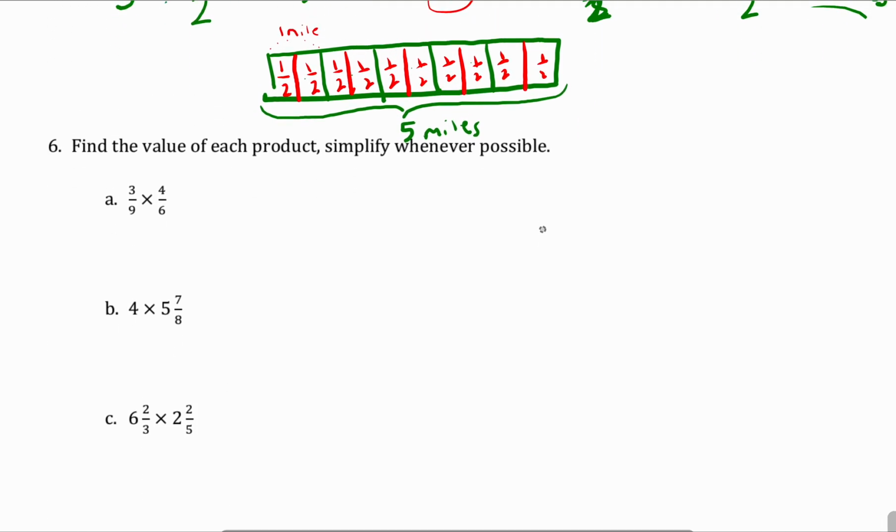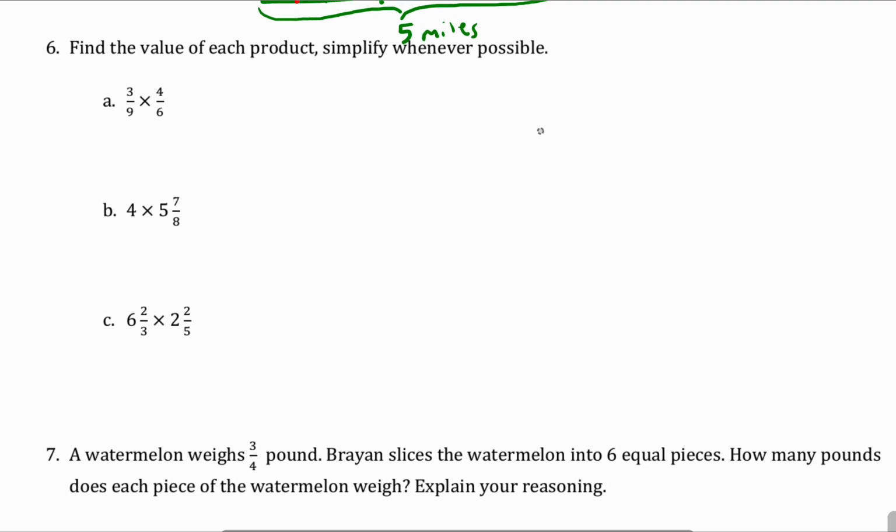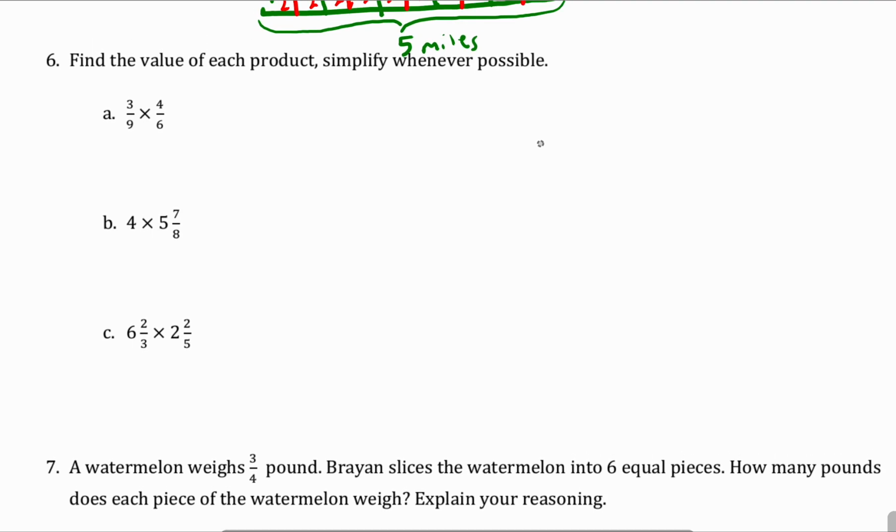All right, let's look at the next problem here. Find the value of each product. Simplify whenever possible. So the rule for multiplying fractions is always going to be the same. You just multiply across, especially this type of regular fractions. Now, when we get to a whole number by a mixed number, I'm going to show you. And a mixed number by a mixed number, you have to convert them to improper fractions. But let's start with the first one here.